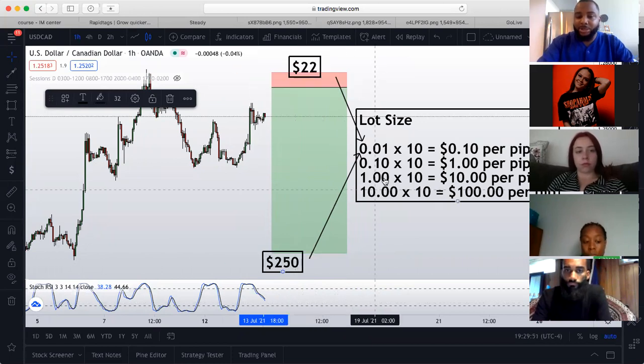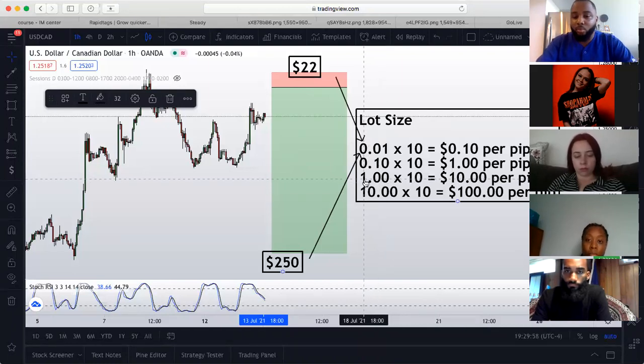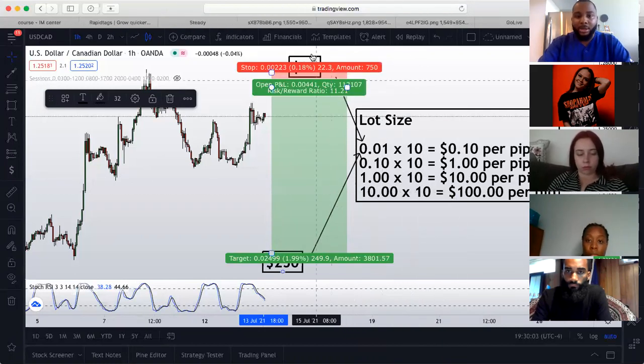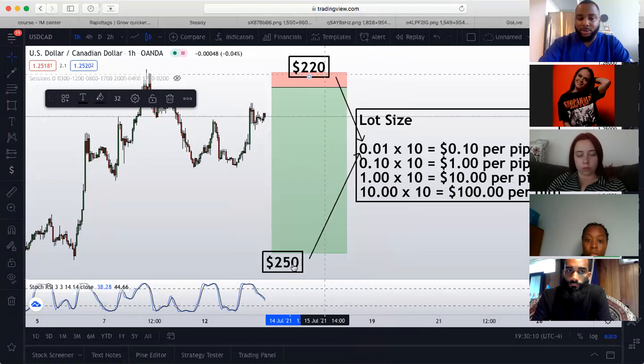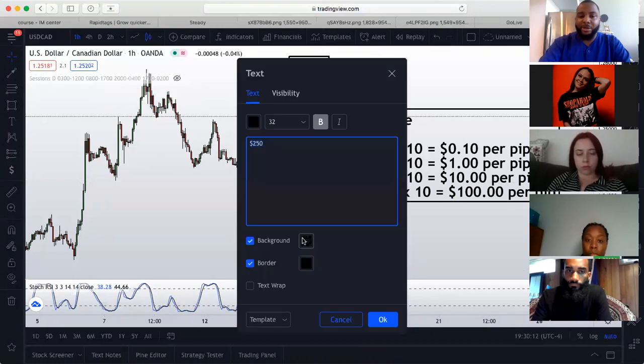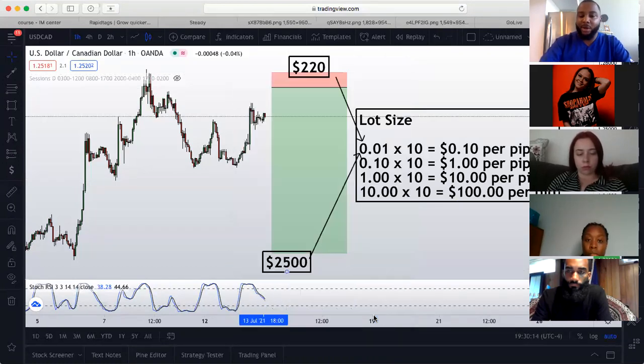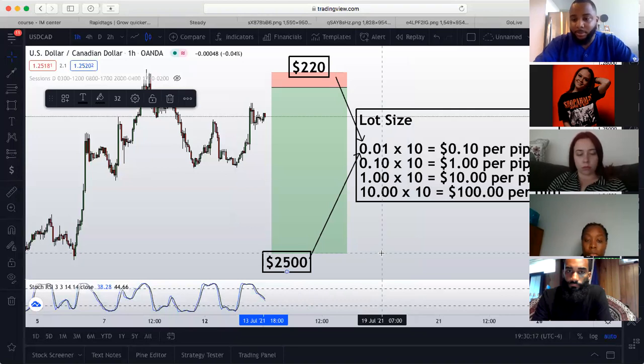Let's take it up a notch. Let's say you have a bigger account where now you can start using what's called a standard lot. A standard lot is a 1.00 times 10. That is $10 per pip, okay? That means at this point now, on this exact same trade setup, you're risking $220, right? But now you're looking to make $2,500, okay?